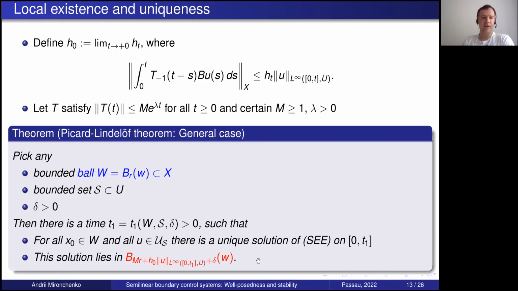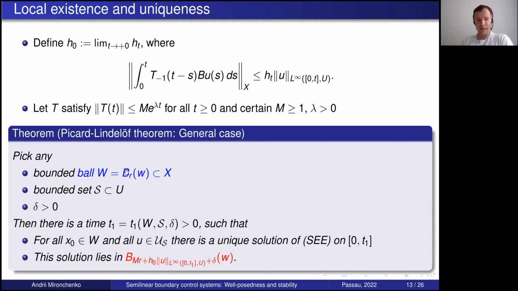So actually, this is the main difference of this Picard-Lindelöf theorem in my variation from the classical one. Usually, the Picard-Lindelöf theorem states that if we start in some bounded ball and apply some bounded inputs, then we have uniform existence time. So here we can actually manage that we do not have only uniform existence time, but we also know where our solution will stay within this time. And it helps for further analysis, actually.